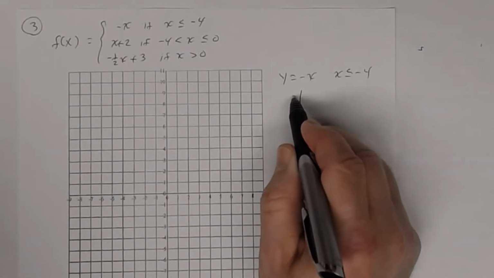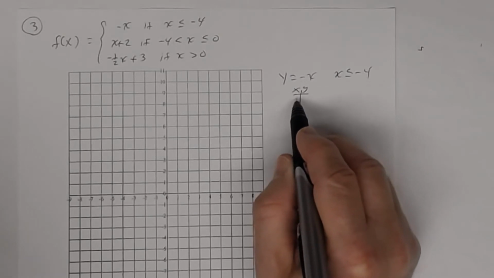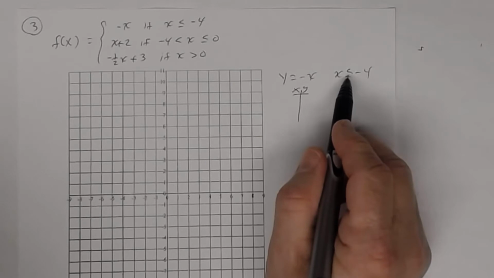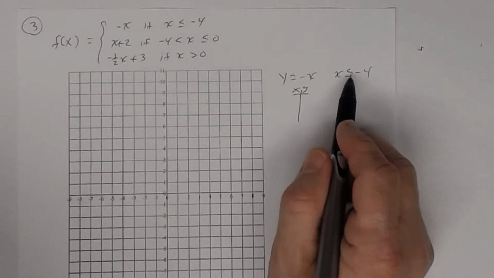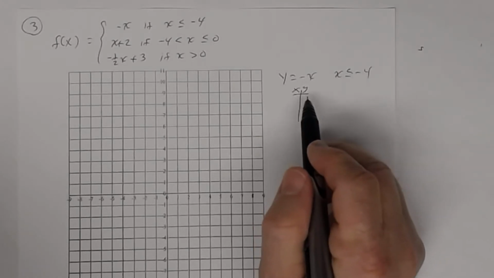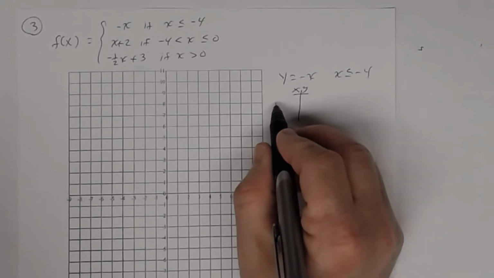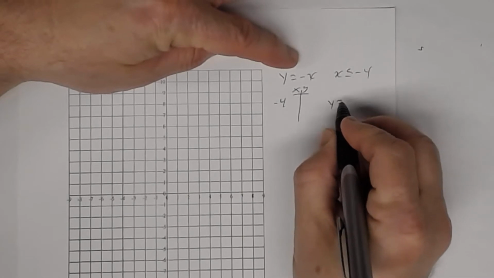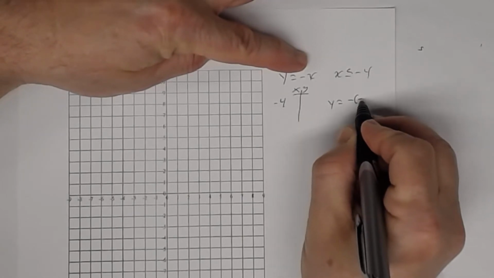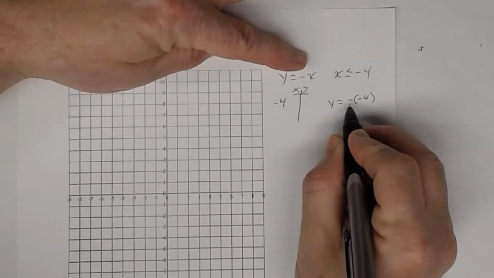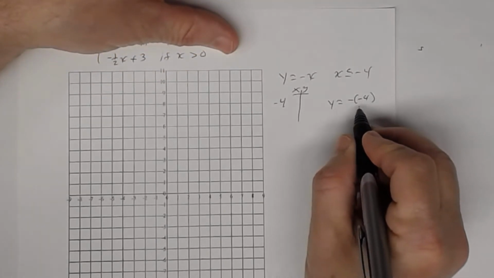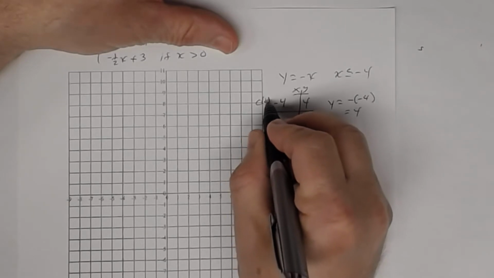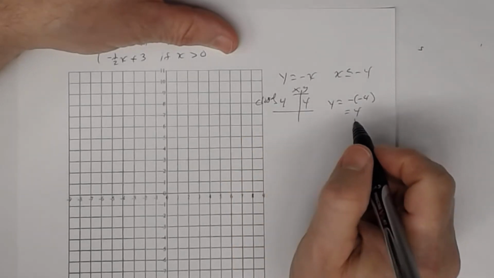So we're going to do a t-table, and I need you to remember that the first x you use is whatever you see here, whether there's an equal sign or not. There's an equal sign here, so that means it's going to be closed. So when x is -4, y will equal the opposite of x, which is the opposite of -4, which is +4. And that's closed because of the equal sign.